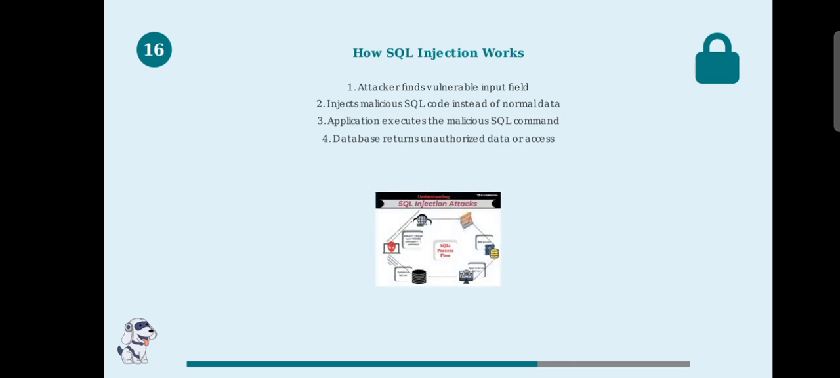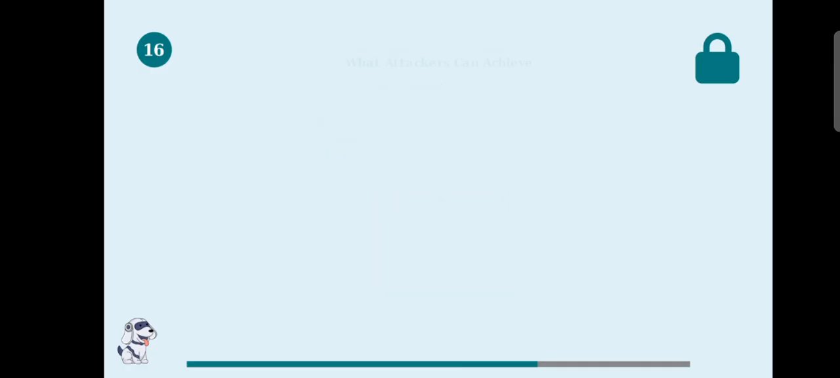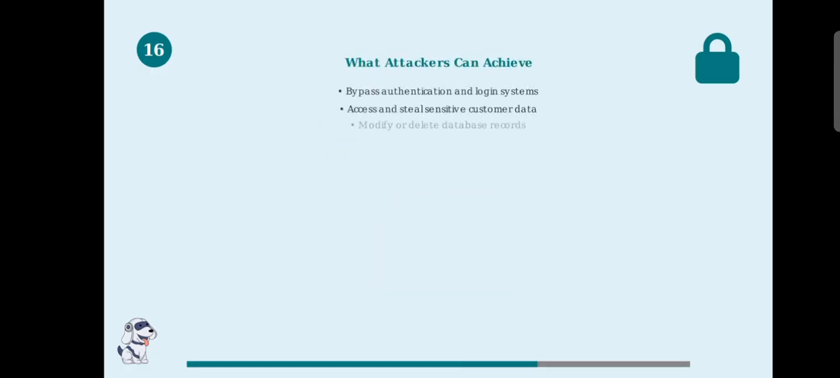This diagram illustrates the complete attack flow. The threat actor sends malicious SQL commands through the web application, which bypasses security measures and reaches the database server, potentially returning sensitive data back to the attacker. The consequences of SQL injection can be devastating. Attackers can bypass authentication systems, access and steal sensitive customer data, modify or delete critical database records, and even gain complete administrative control of the database server.